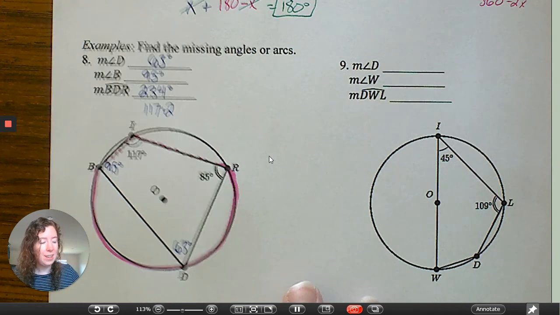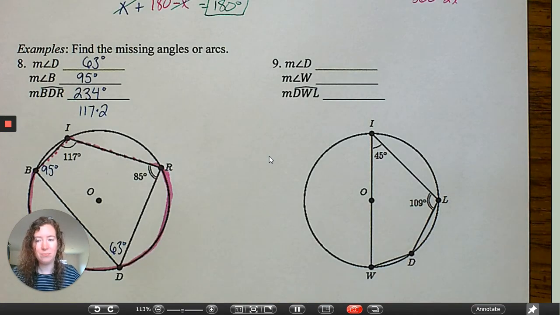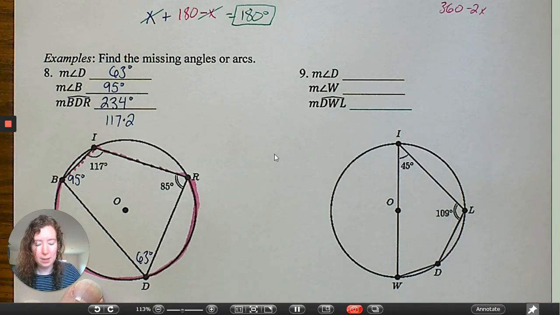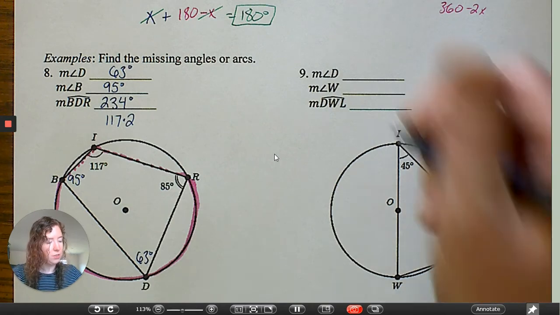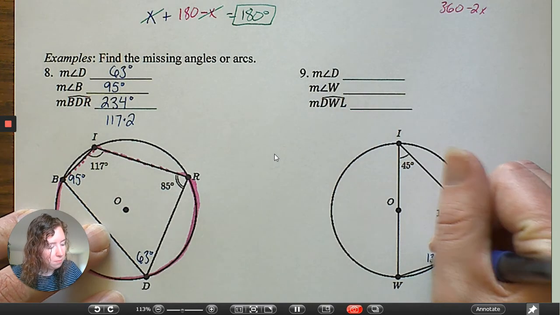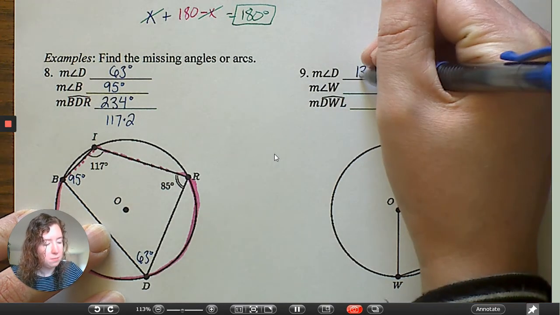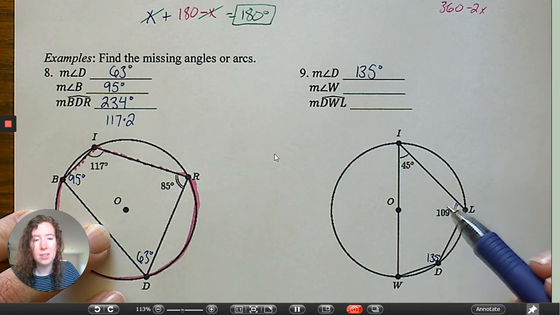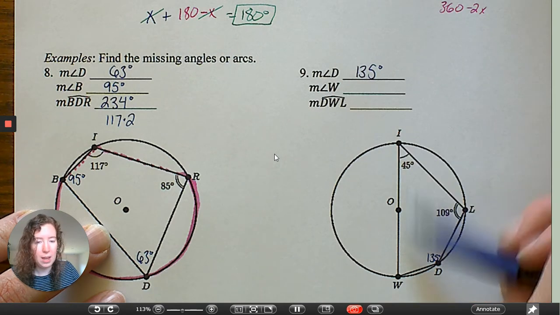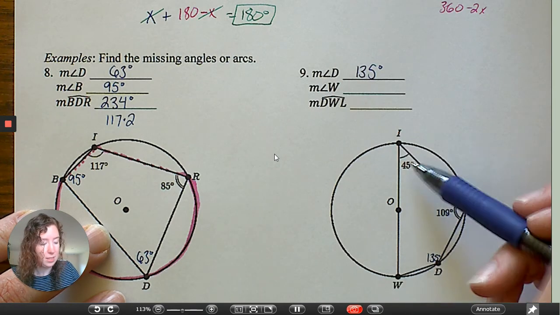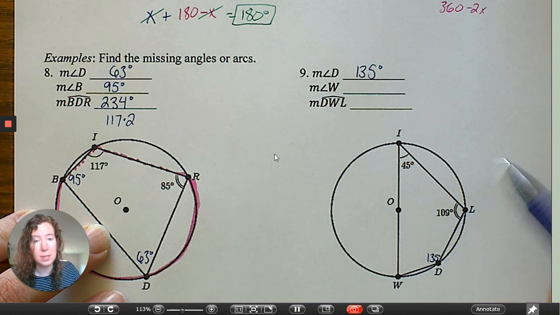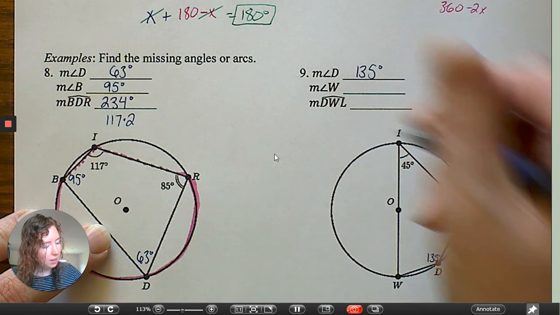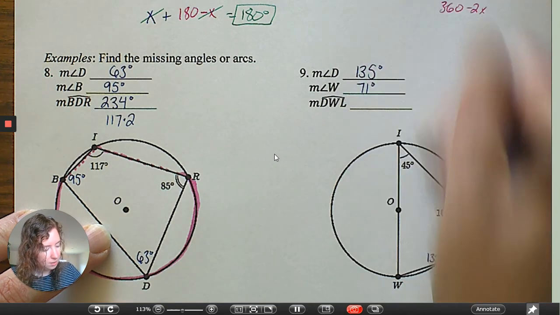Now that you've tried it, let's see what we got. So angle D was opposite of 45. 180 minus 45 is 135 degrees. Angle W is opposite. It's hard to see opposites because you'd think it'd be I, but basically it's the one it's not next to. It's next to I and D, so it's not next to L. So that's what makes it opposite. So W is across from L. 180 minus 109 is 71 degrees.